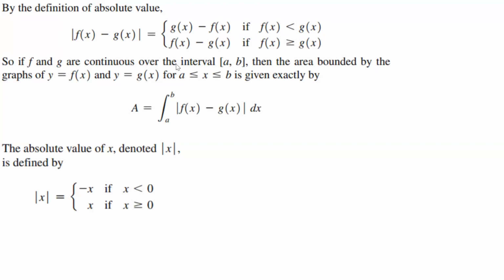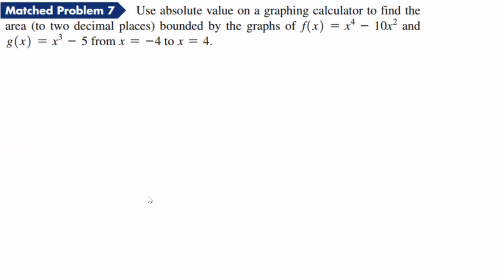So basically, our f and g are both continuous over the interval from a to b, whatever that interval is. Then the area bounded by the graphs of f of x and g of x for that region is given exactly by area equals the integral from a to b of the absolute value of f of x minus g of x. The absolute value is denoted absolute value of x. One of them's positive, then the other one's the opposite. So it's negative x if x is less than 0, and it's positive x if x is greater than or equal to 0.